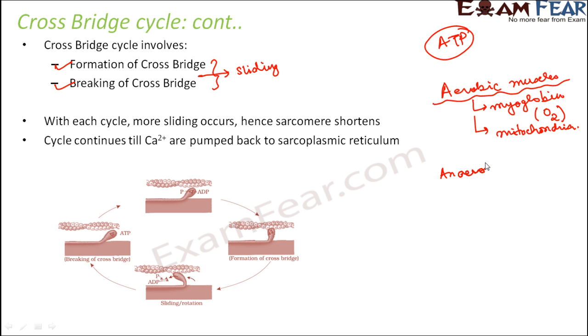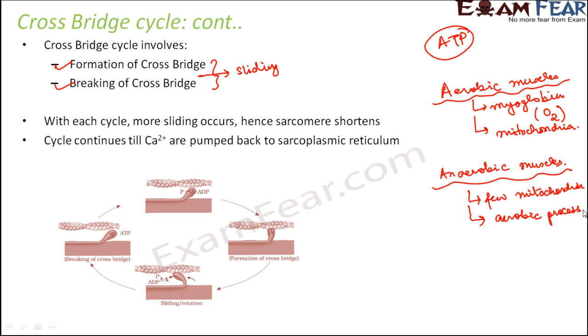There is another set of muscles which are called anaerobic muscles. These muscle cells do not have much of this pigment called myoglobin. They also have few mitochondria, not too many. If they do not have much mitochondria, they do not have oxygen also. So that means aerobic respiration is not possible. So they have to depend on the anaerobic process for producing energy. The anaerobic process would be lactic acid formation, and those kinds of methods are to be relied upon.